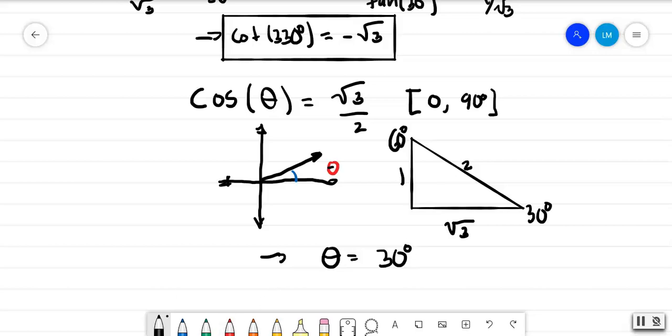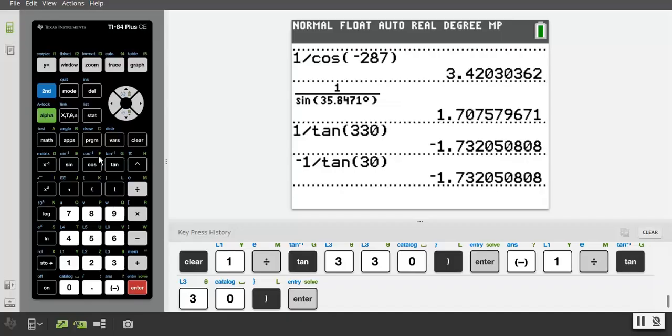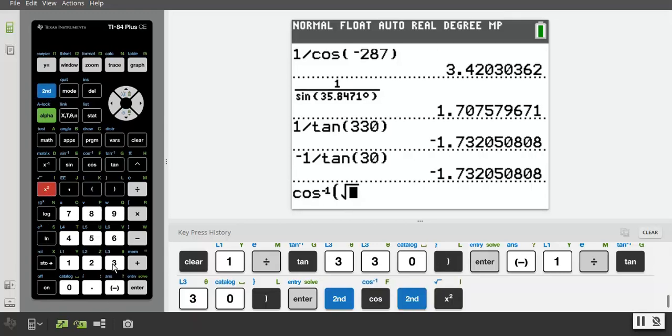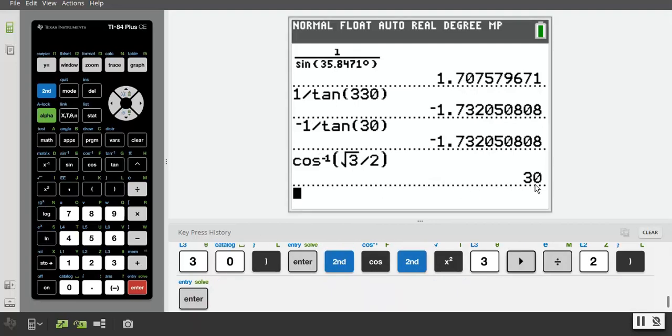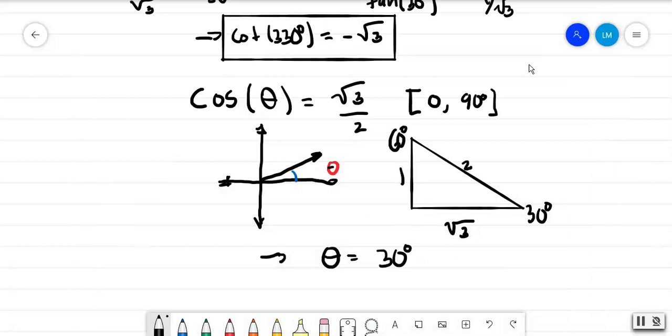Now, if I use the calculator for this, that would have given me the answer right away. Notice that you have these blue functions: sine inverse, cosine inverse, tangent inverse. So you go to second, cosine, and you just type in the value that was given. In this case, it was square root of 3 divided by 2, and then you just hit enter. So you get 30. That 30 just means 30 degrees.